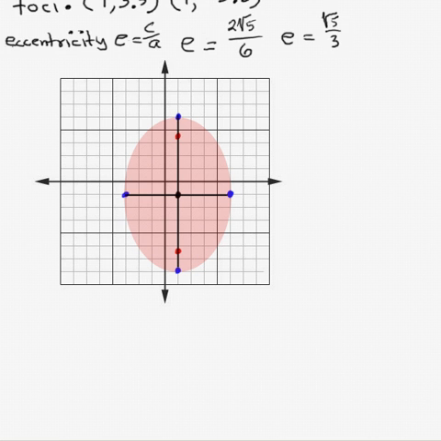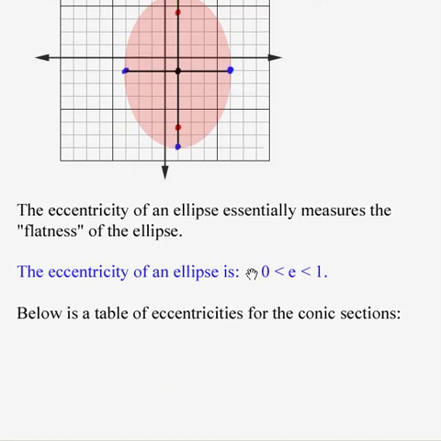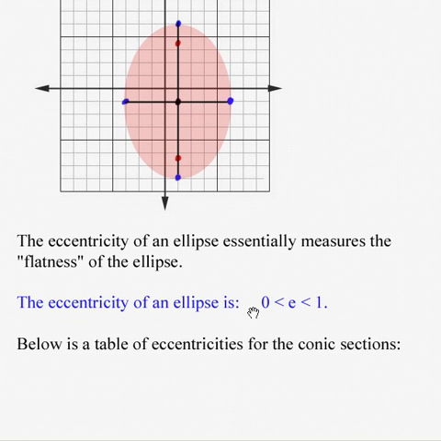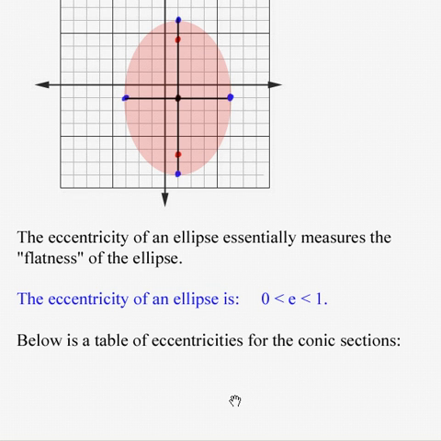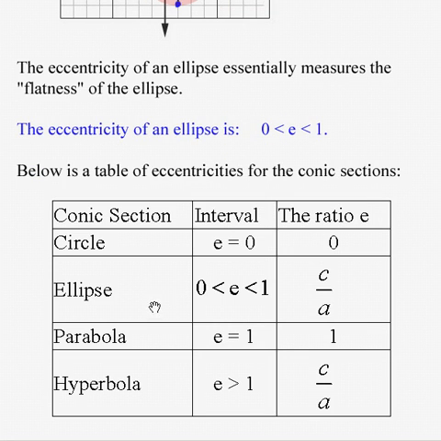All right, and just to review then, eccentricity measures the flatness of an ellipse when compared to a circle. For an ellipse, we're always going to get a value between 0 and 1, not including 0 because that's a circle, not including 1 because that's a parabola, but somewhere in between. So for an ellipse, eccentricity is greater than 0 and less than 1. We calculate that using the formula C over A. And that's our first look at ellipses.